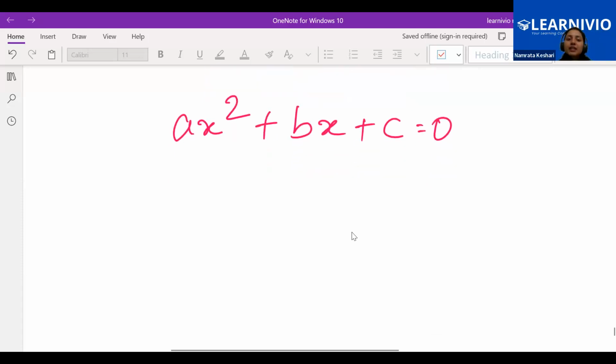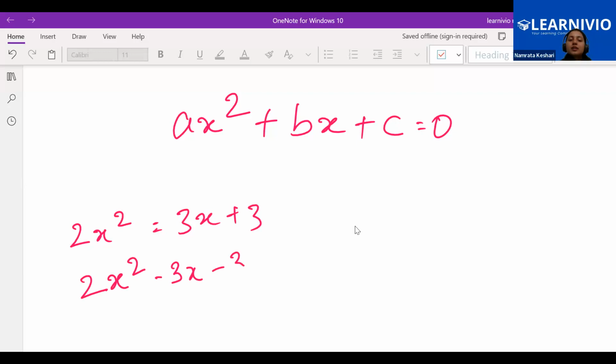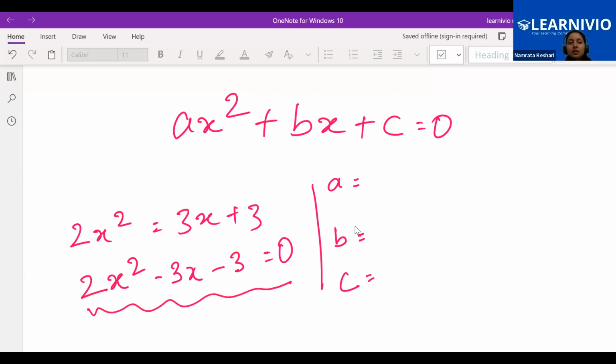Now if you have an equation, let's say 2x square equals 3x plus 3, and the question says to write it in standard format, you have to write it like 2x square, this 3x you take to this side, minus 3x, this 3 you take to this side, minus 3 equals 0. This is how you write it in standard format. And then if the question asks what is A, what is B, and what is C, can you tell me quickly by comparing it to the standard form?